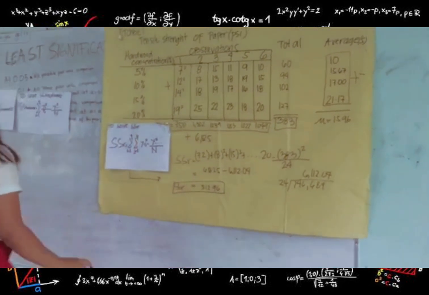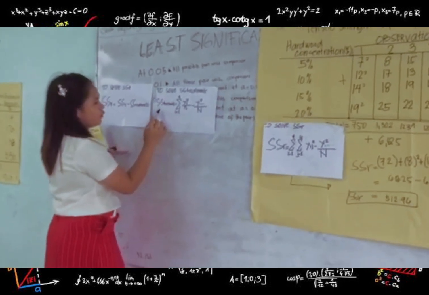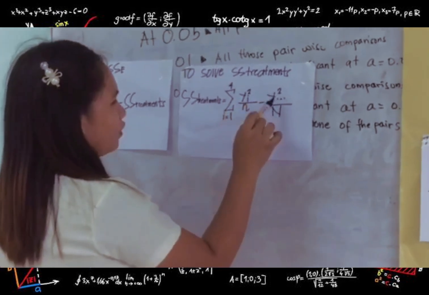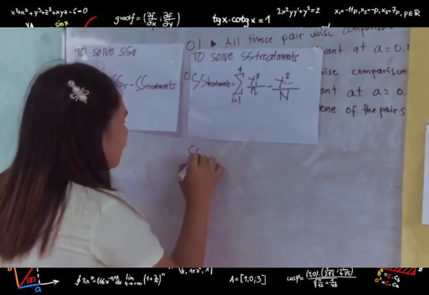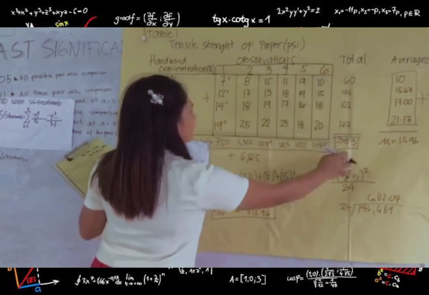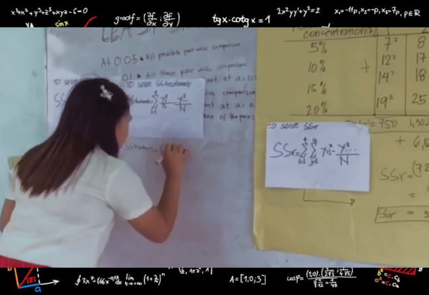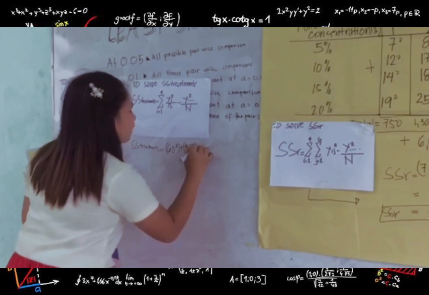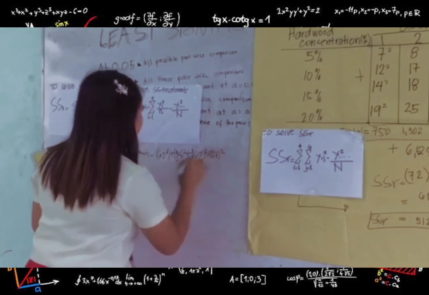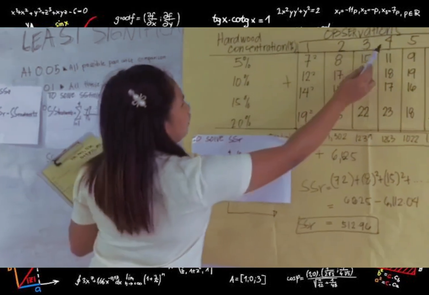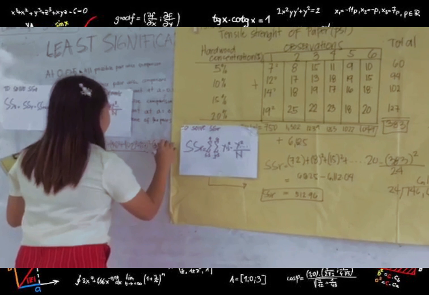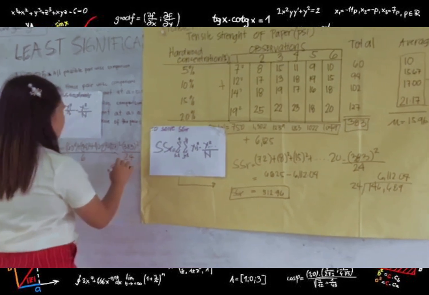Next, we proceed to the SS treatments. This is the formula for SS treatments: the summation of i equals 1 to 4, y_i dot squared over n, minus y dot dot squared over N. So SS treatments is equal to 60 squared plus 94 squared plus 102 squared plus 127 squared, divided by 6, which is the n, 1, 2, 3, 4, 5, 6. Then we subtract 383 squared divided by 24, which is the total number of specimens.